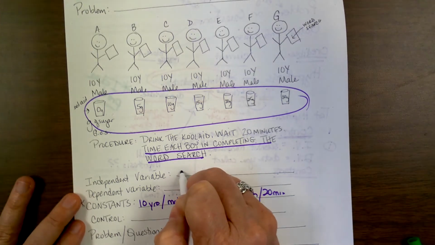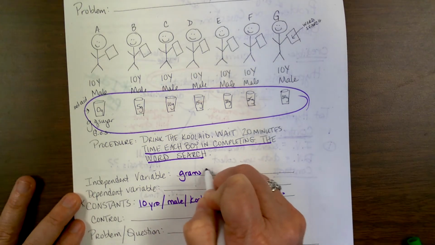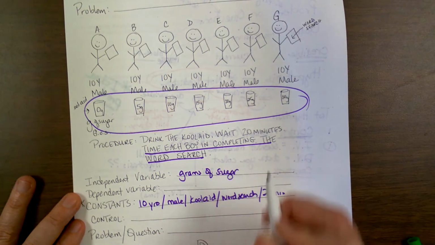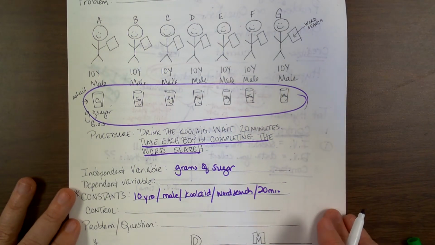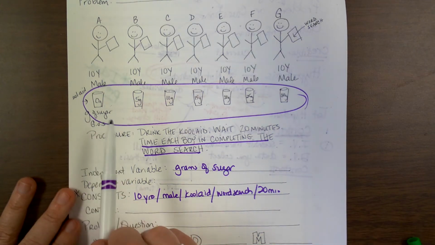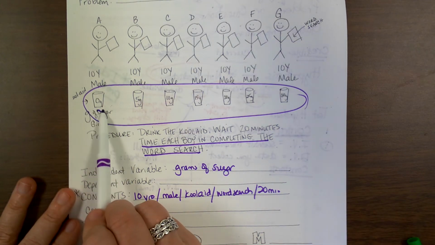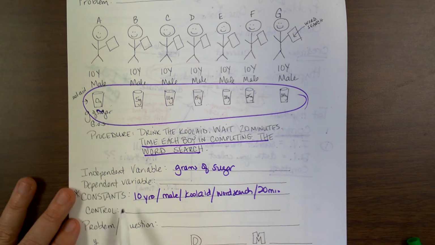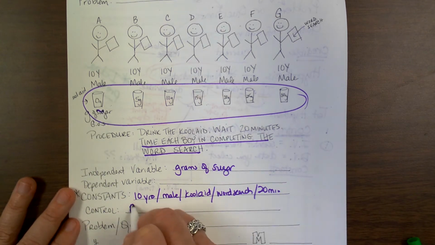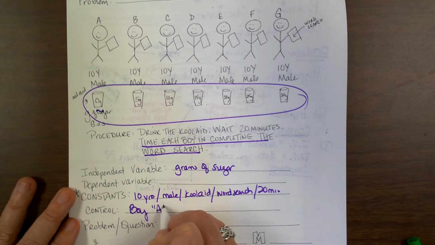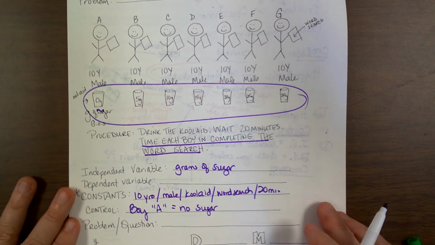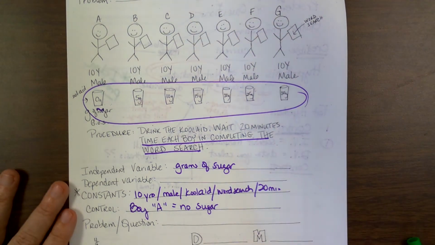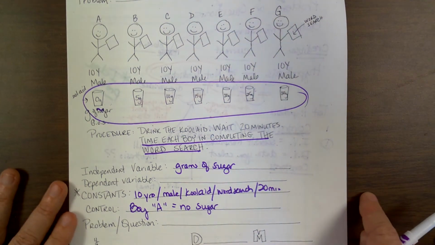So your independent variable is grams of sugar. So everybody gets a cup with liquid in it, but some of them are going to have really, really sweet, sugary Kool-Aid, and some of them are going to have nothing. Okay, so this guy right here, he gets no sugar. So he is considered our control. So boy A with no sugar. Okay, so we're going to say he gets nothing at all, and then we're going to increasingly give him more and more and more sugar and see what happens.